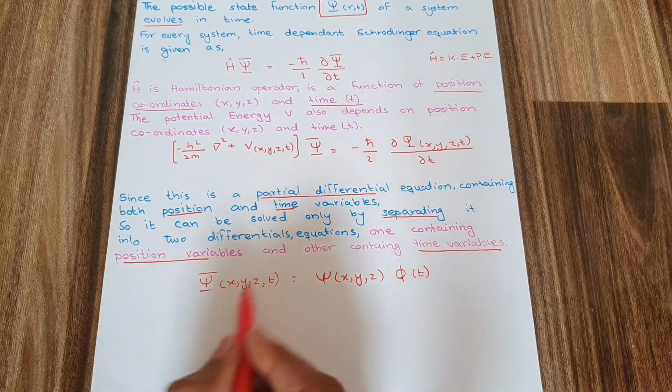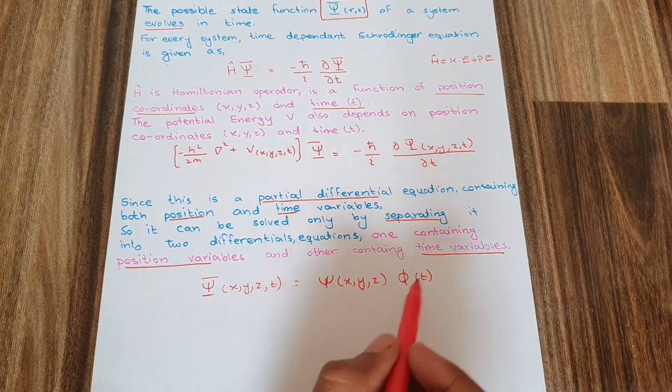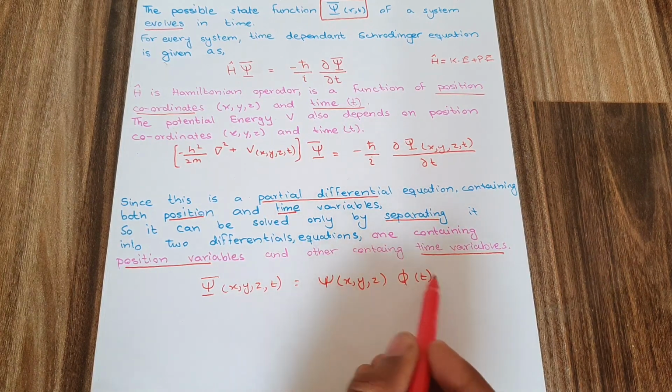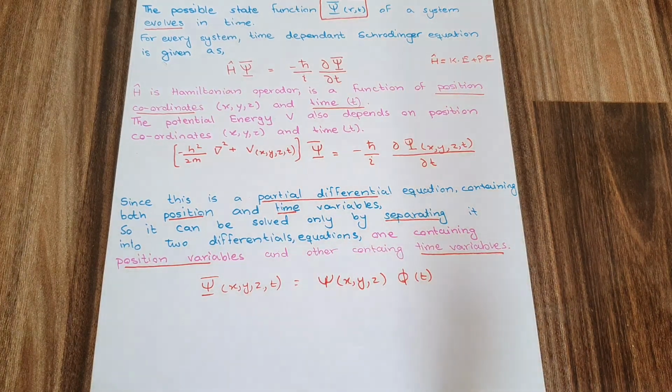So we can break this into two functions. One is psi, dependent upon position coordinates, and the other function is phi, which depends upon the time coordinate. What we have done is just break this function up into two functions.